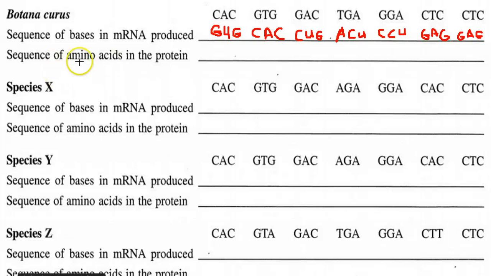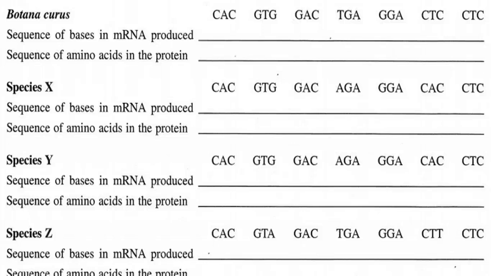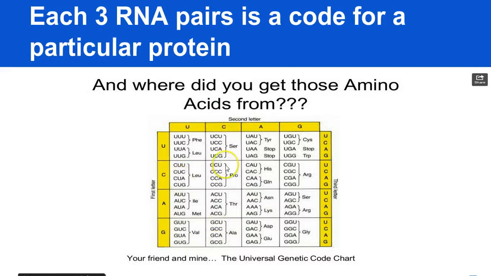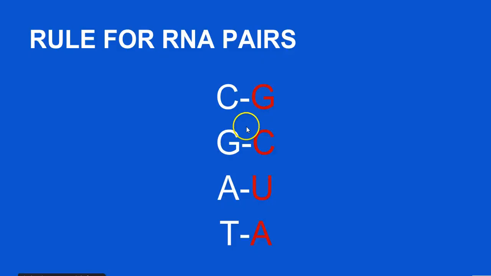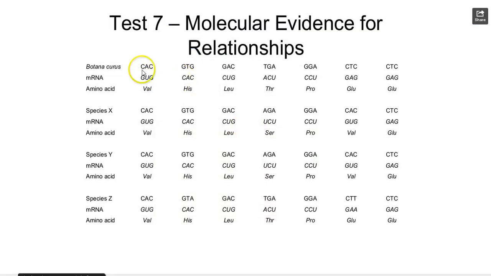Another thing you'll have to do is come up with the amino acid sequence. To get the amino acid sequence, we're going to use a chart. They're going to give you this reference chart, and this is called the Universal Genetic Code Chart. Now, the first thing you do is note, so here's a completed one. They give you the DNA strand, you come up with the RNA, which we did already. You have to find the amino acid.